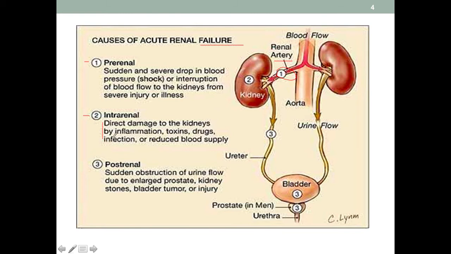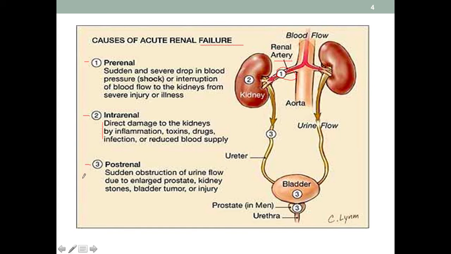So we know things like inflammation and infection could be a systemic problem. For example, when we talked about sepsis and SIRS, all those inflammatory and critical conditions, then the damage to the kidneys could be just part of the multiple organ failure. So this is something we should keep in mind.